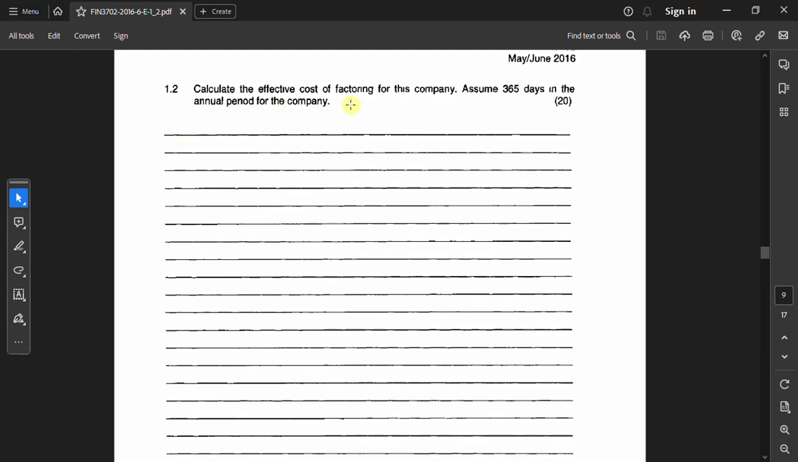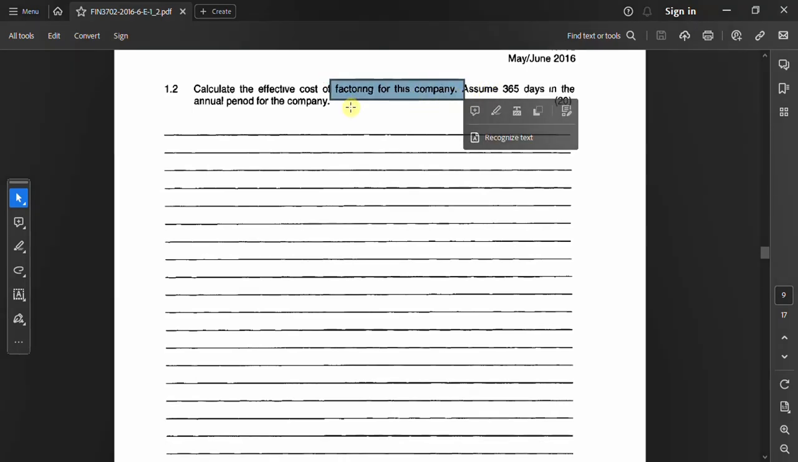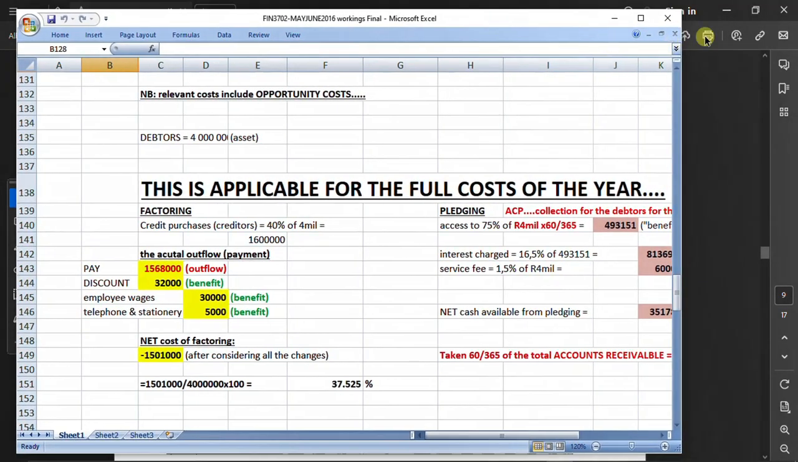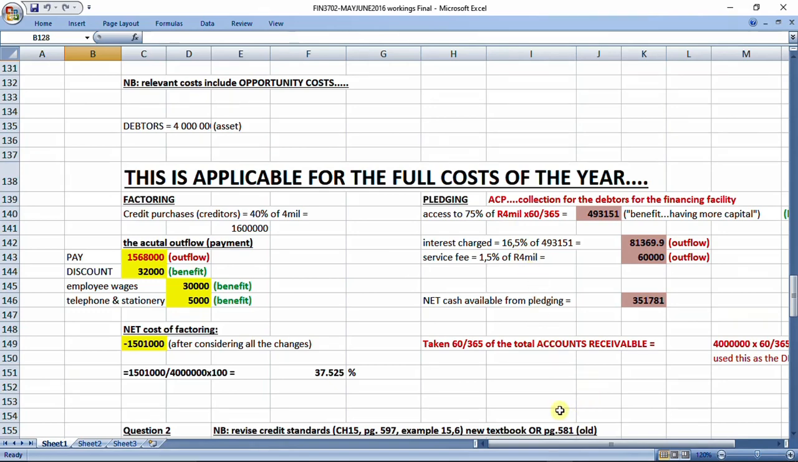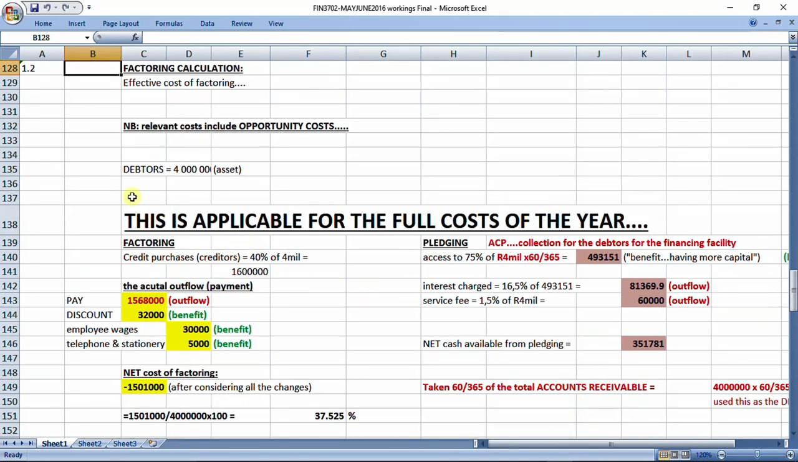Right, calculating the cost of factoring for this company. So if you're calculating the cost of factoring, factoring means you're going to sell this debtors' book. All right, so I see I've done the working here, so I'm going to put it across so you can see it. Okay, so this was the answer that I've created. Let me explain it to you so you can understand what I've done. So for 1.2, you're looking at the factoring calculation. Obviously, you're looking at a cost. The cost is what you are actually going to be incurring when having completed this deal with a factor.